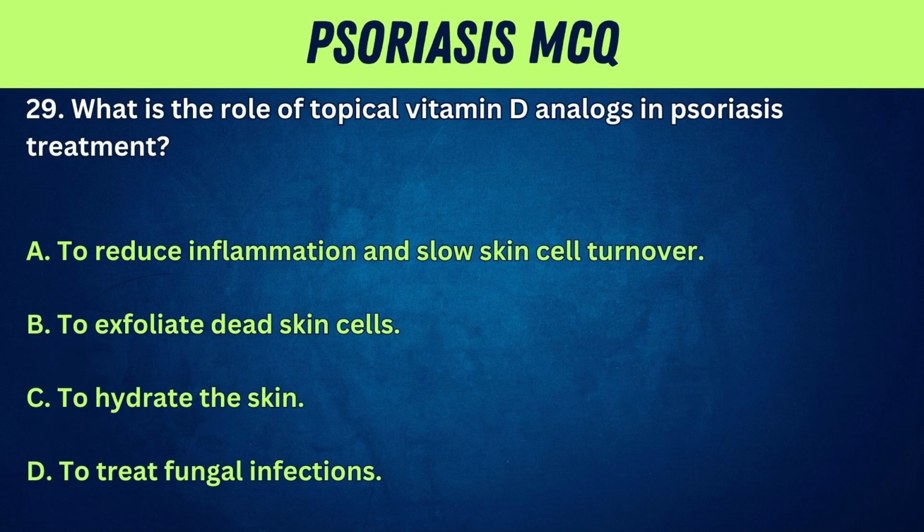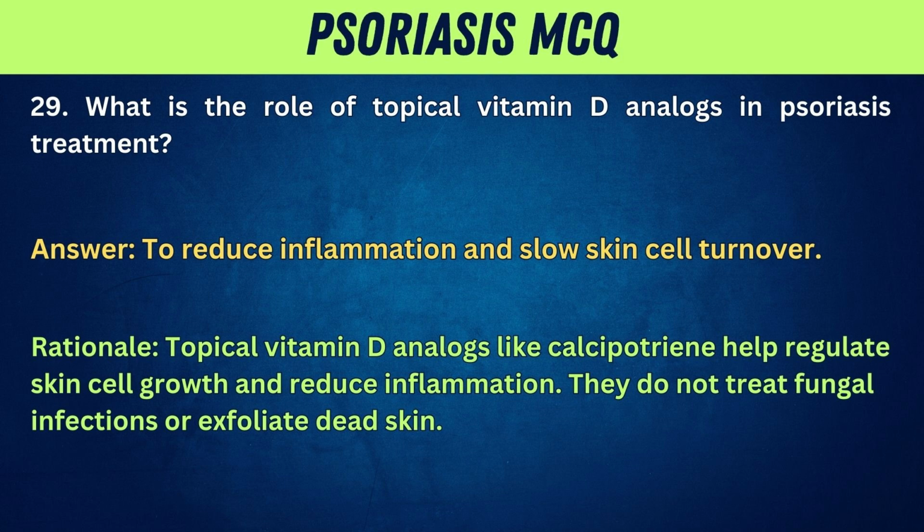29. What is the role of topical vitamin D analogs in psoriasis treatment? A. To reduce inflammation and slow skin cell turnover. B. To exfoliate dead skin cells. C. To hydrate the skin. D. To treat fungal infections. Answer. To reduce inflammation and slow skin cell turnover. Rationale. Topical vitamin D analogs like calcipotriene help regulate skin cell growth and reduce inflammation. They do not treat fungal infections or exfoliate dead skin.